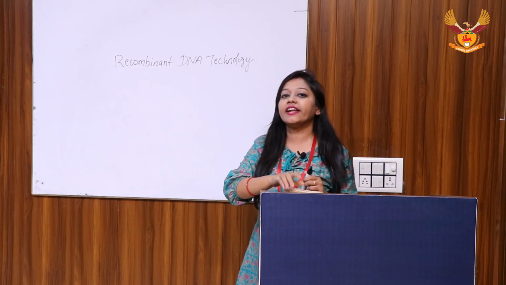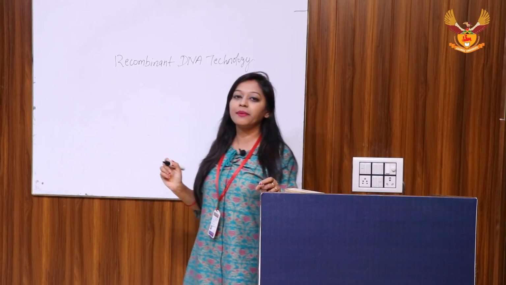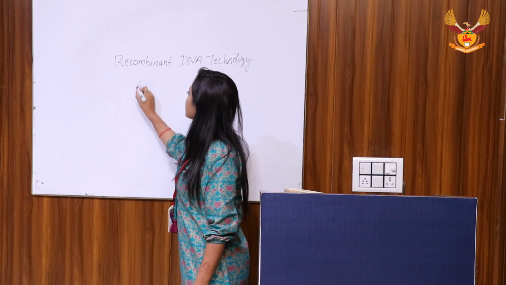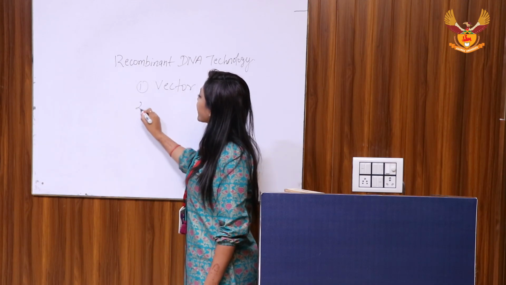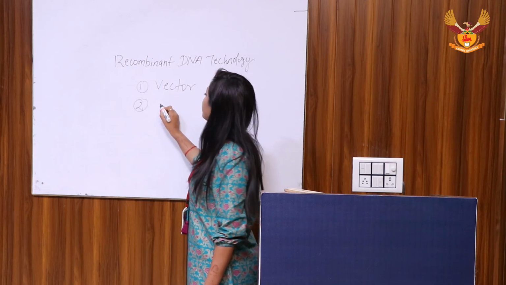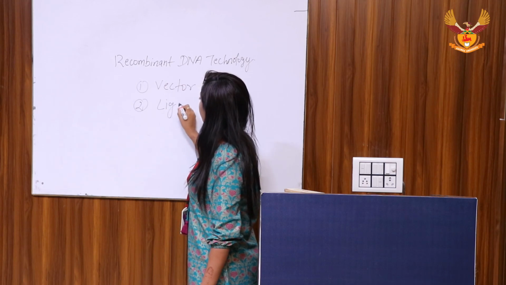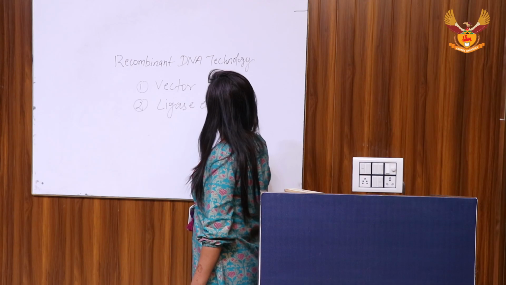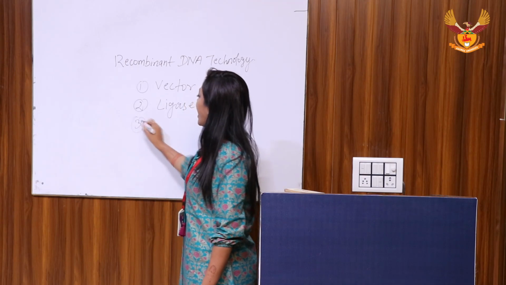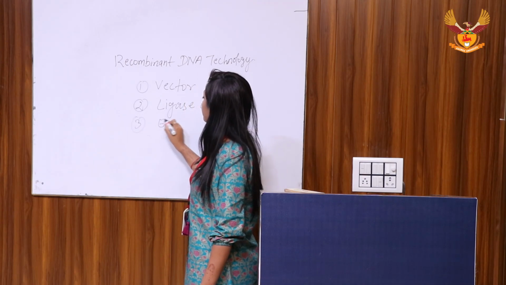For recombinant DNA technology, we require three major tools. First one is the vector. Second one, the enzyme. And third one is endonuclease enzyme.